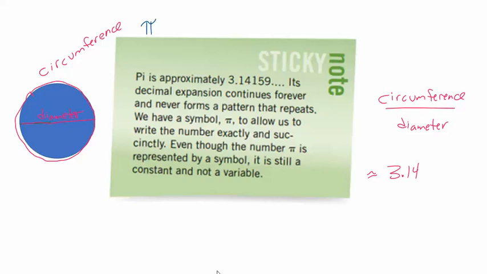Okay, and this is a constant. Even though we represent it by this symbol, it's still a constant, not a variable. Why? Because it's not changing. It's always this number, 3.14159.